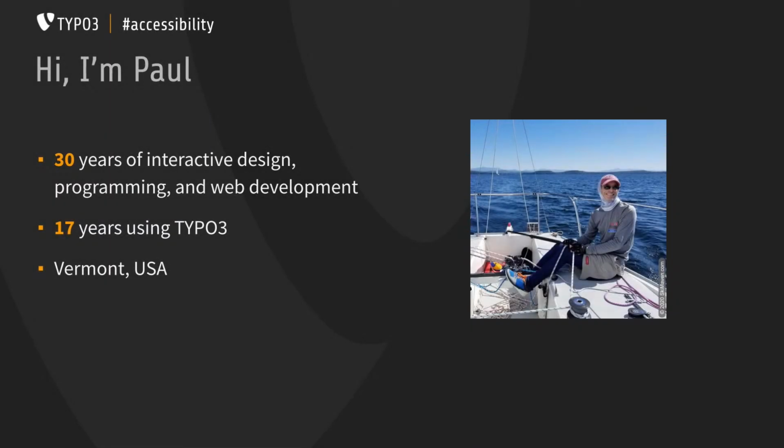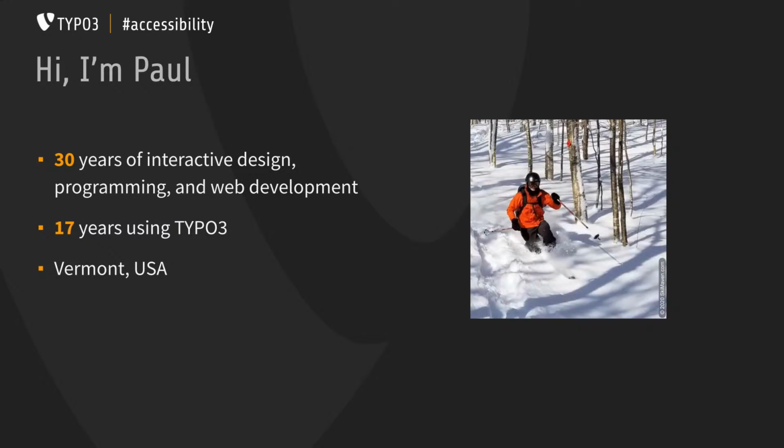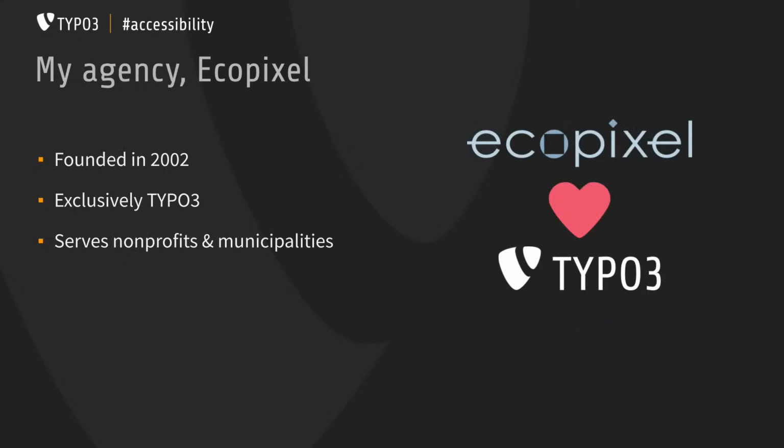So I've been at this a while and worn a bunch of different hats, but mostly agency work. That's me sailing on Lake Champlain. And during the winter, I ski our local Vermont mountains as often as I can. So my first TYPO3 website is still running TYPO3 after 17 years, and they're still a customer, and made a good choice in 2004. My agency, Ecopixel, serves nonprofits and municipalities. They need effective websites and accessibility, as well as the kind of long-term stable platform that TYPO3 provides.